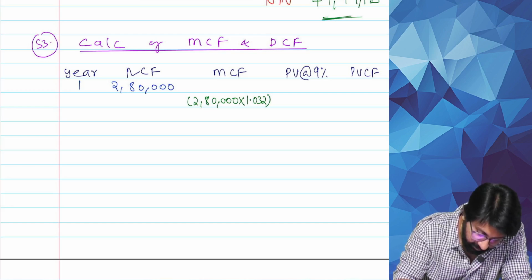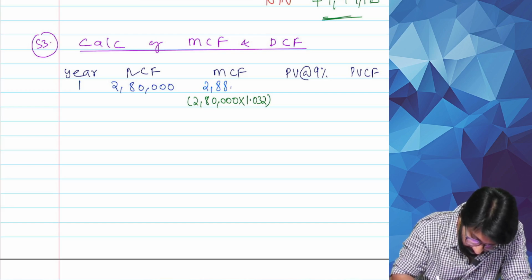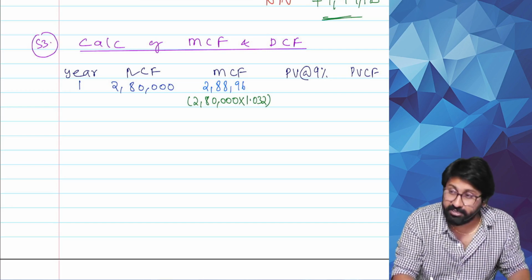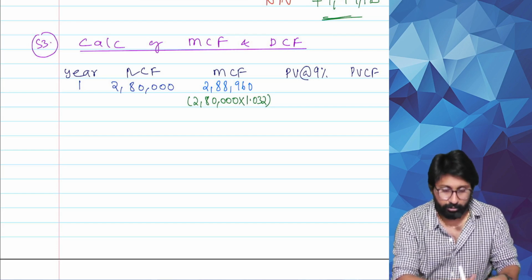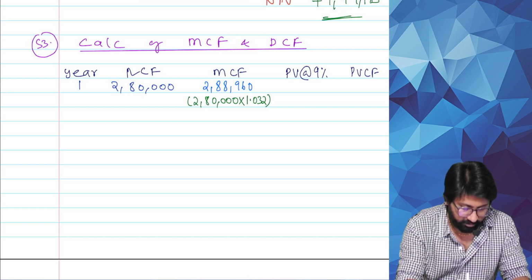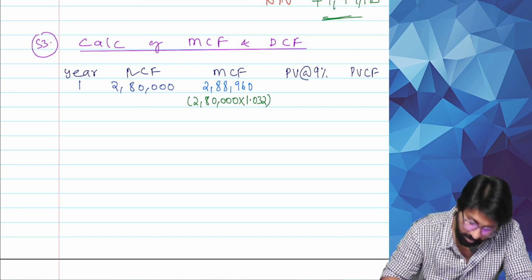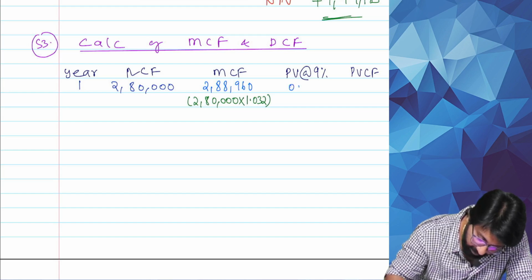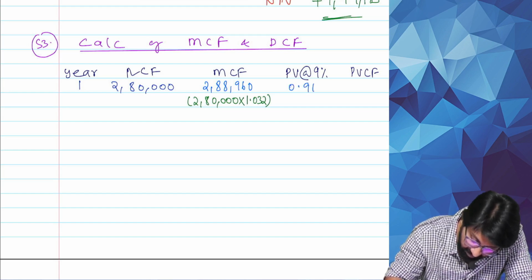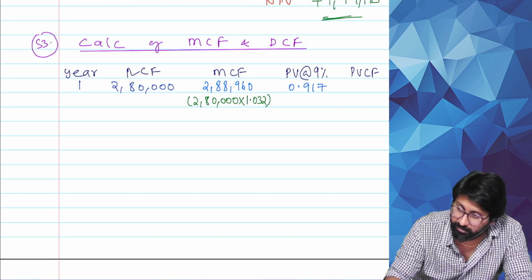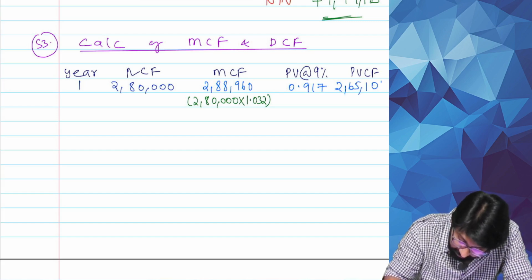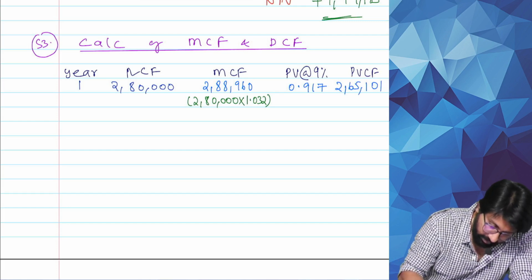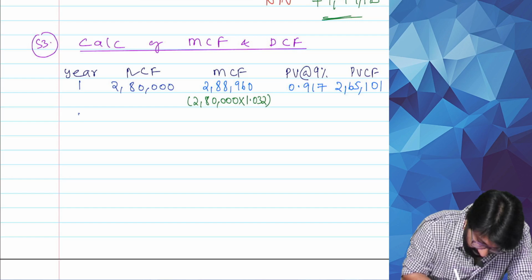2 lakh 88,960. Yeah? Okay. Do it. PV at the rate of 9%, you please tell me the answer. 0.917. Multiply and tell. 2,65,101. Okay. Please tell me for year 2.